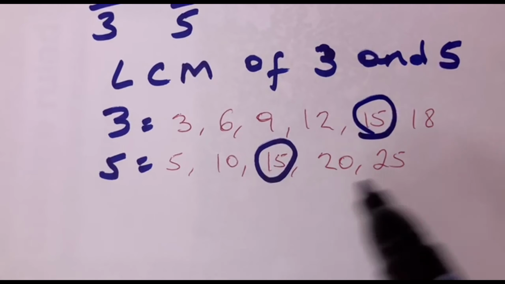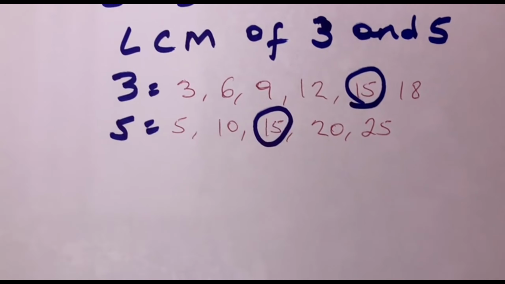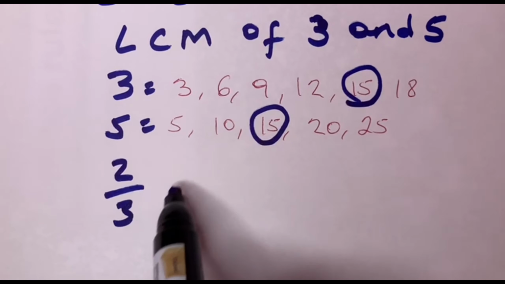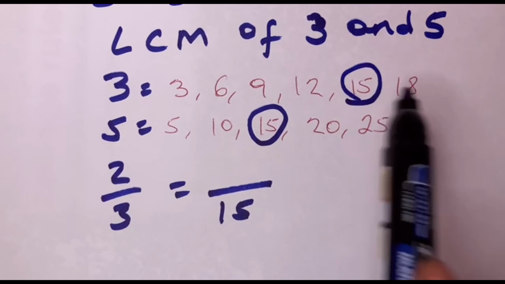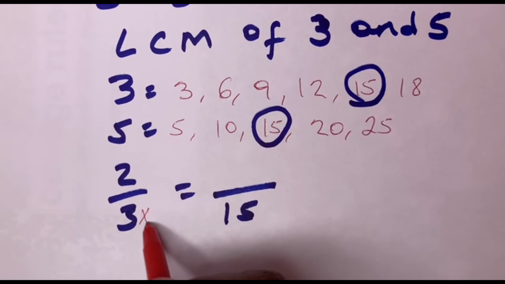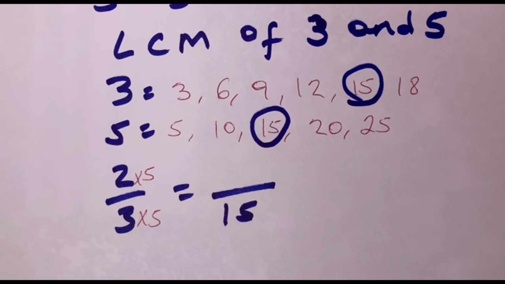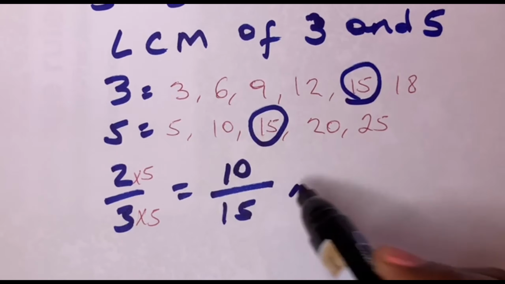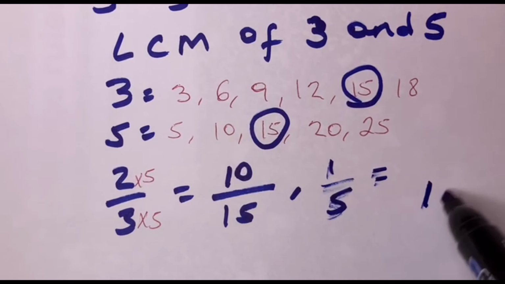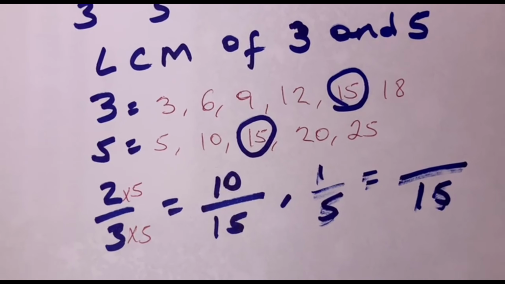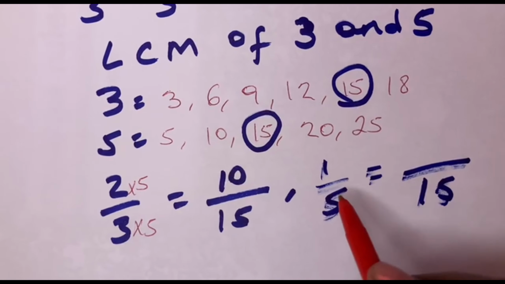So we have 15 here. Therefore, the denominators for both of them change into 15. Okay, so 2 over 3 changes its denominator to 15. How? 3 times 1, 2, 3, 4, 5. So we have to multiply 3 times 5. And the same thing, we have to multiply 2 by 5. 2 times 5 is 10. And the other one, 1 over 5, also changes its denominator to 15. How? By multiplying 5 times 3, so multiplying by 3.